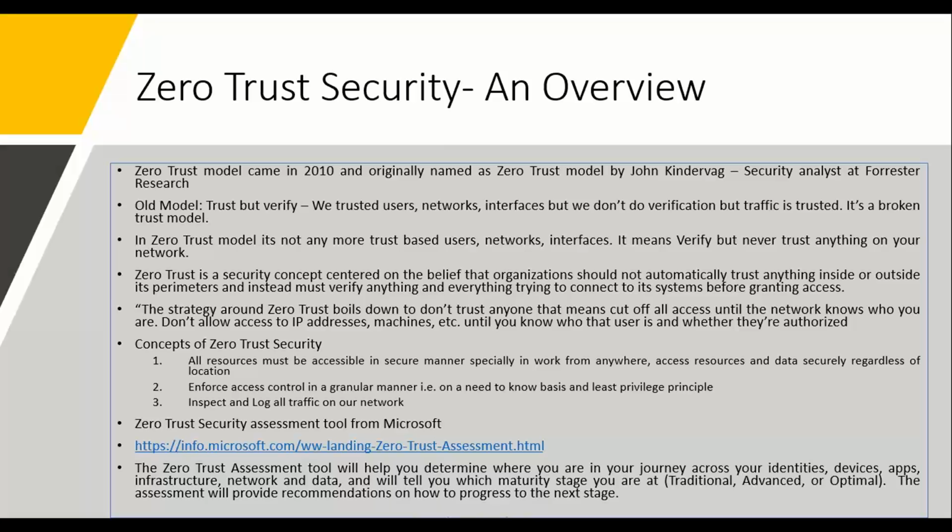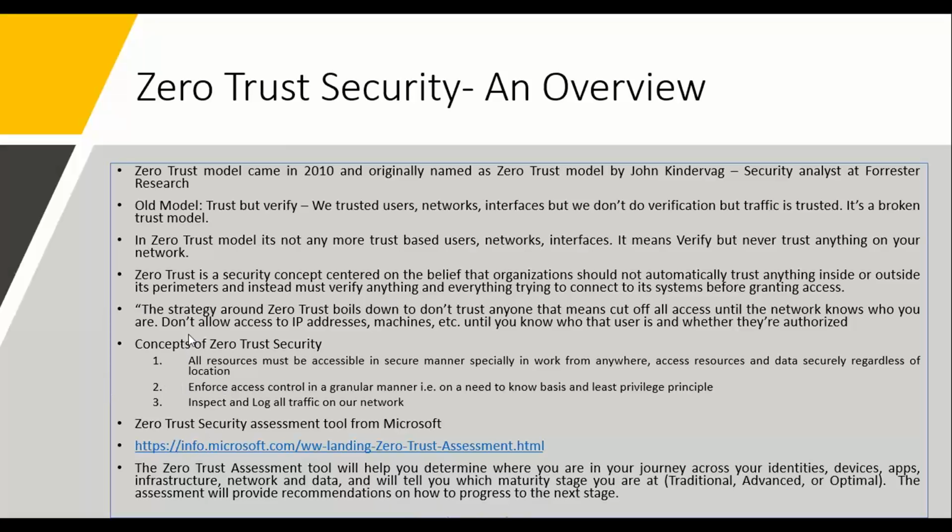Zero trust is a security concept centered on the belief that organizations should not automatically trust anything inside or outside its perimeters, and instead must verify anything and everything trying to connect to its systems before granting access. The strategy around zero trust boils down to: don't trust anyone. That means cut off all access until the network knows who you are. Don't allow access to IP addresses, machines, etc. until you know who that user is and whether they are authorized. So, as I said, you don't trust anyone, however, you verify all the access.